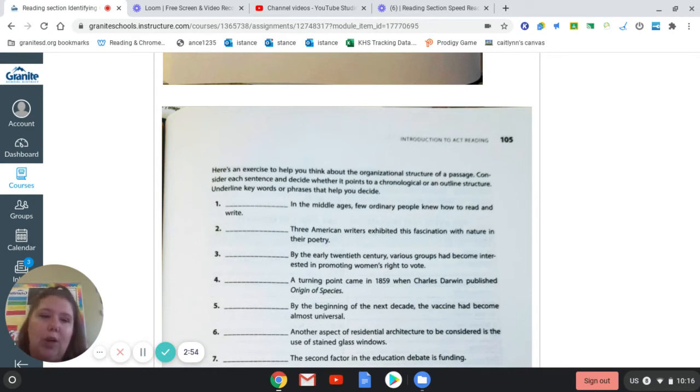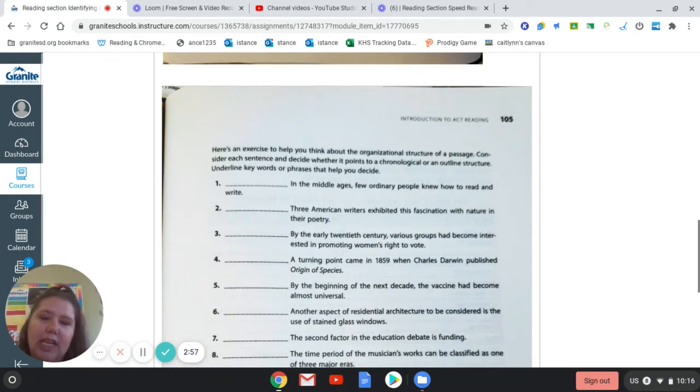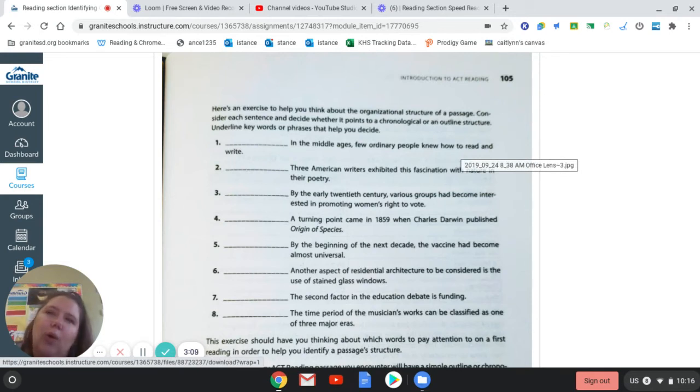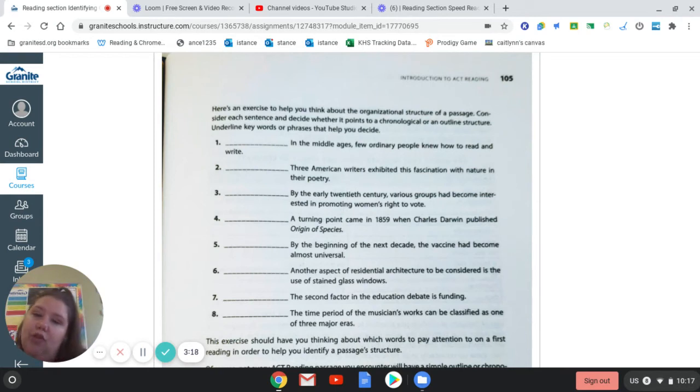So what you are going to do, and this is your assignment, you are going to identify chronological or outline structure. All right. And you are going to identify that just off of these sentences. These sentences here are the first sentence of the text. And you are going to read the sentence and see if you can figure out if this passage would be written in chronological structure or outline structure.